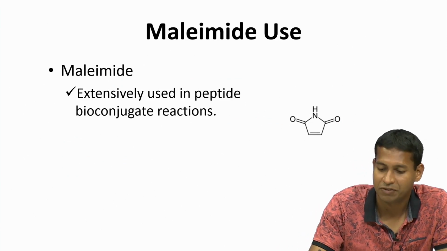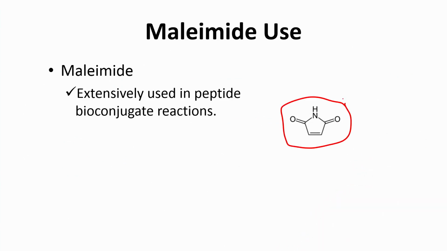So, maleimide, as we have discussed in the past, is a structure like this. In the presence of thiols, this reacts with the sulfhydryl group. So thiols, something like cysteine or any other thiol group that might be present due to some other molecule, will directly react with this.